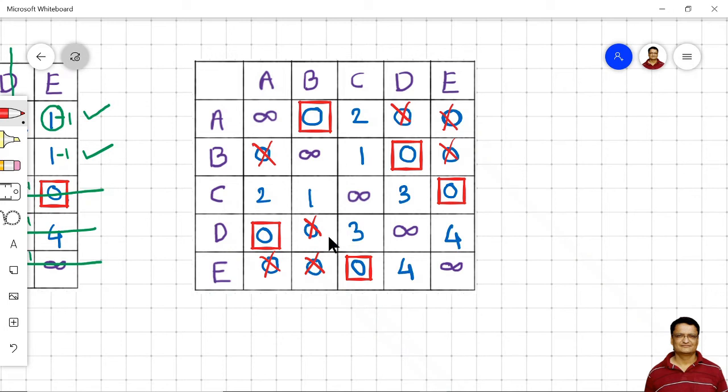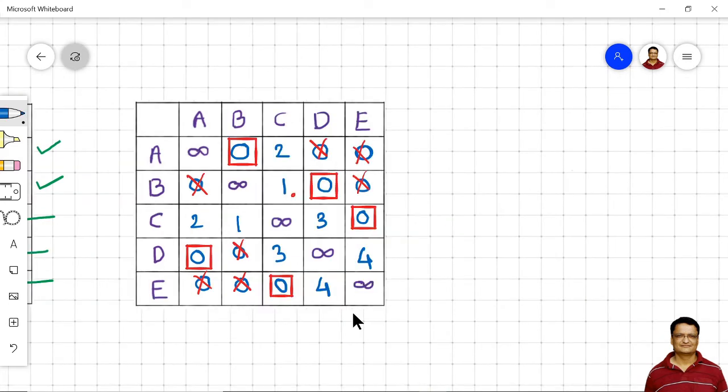Now here you can see that we have got 5 allocations, and each allocation is in a separate row and each allocation is in a separate column. So we can say that the solution that we have got is the optimum solution.